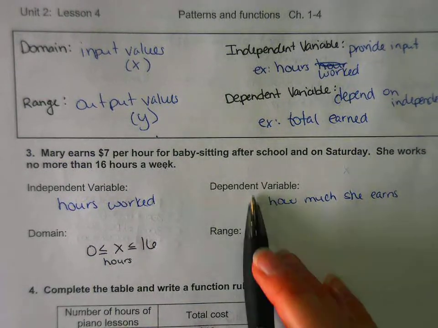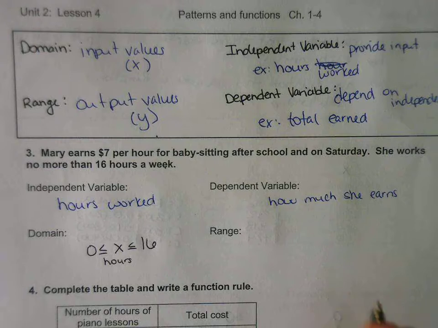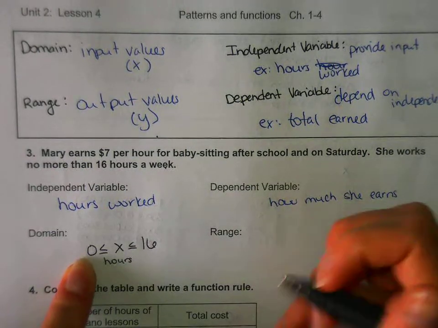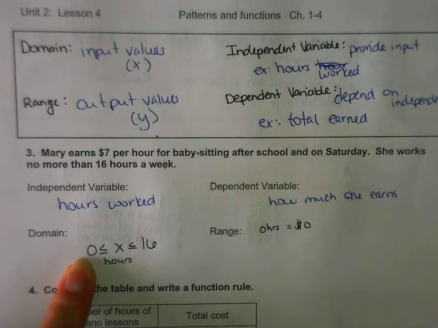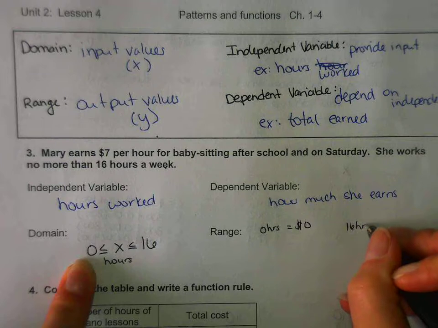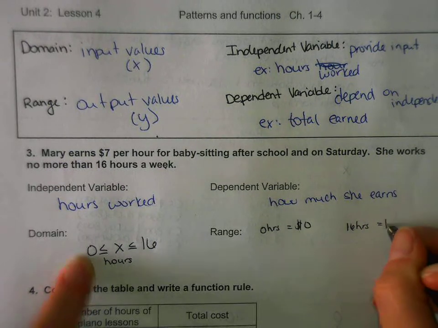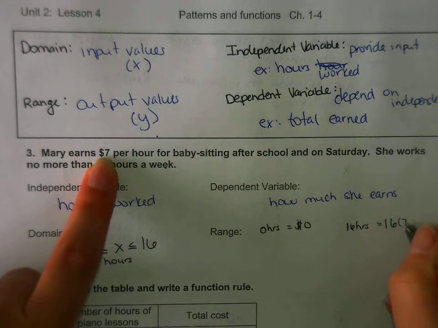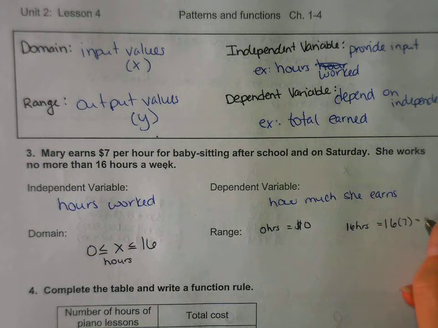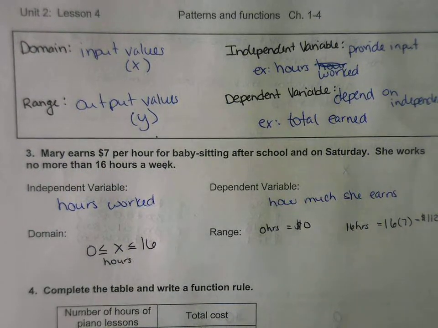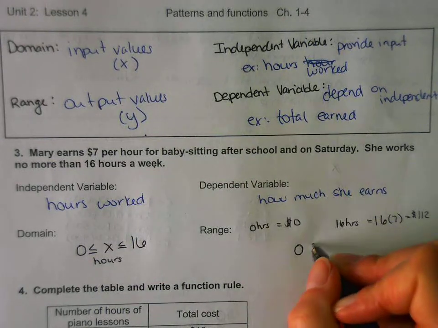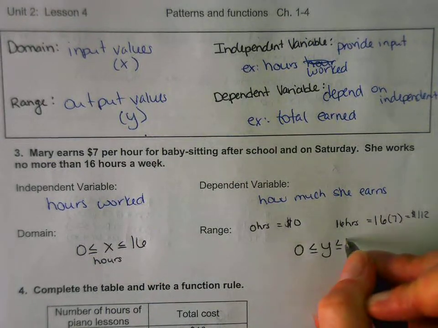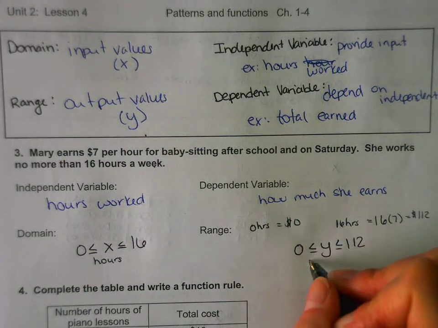Her range deals with her dependent, so how much she earns. So if she works 0 hours, that means she's making $0. If she works 16 hours, she's making $7 an hour. So 16 times 7 would be 112. So her range would be she could make anywhere from $0 to $112 in 1 week.